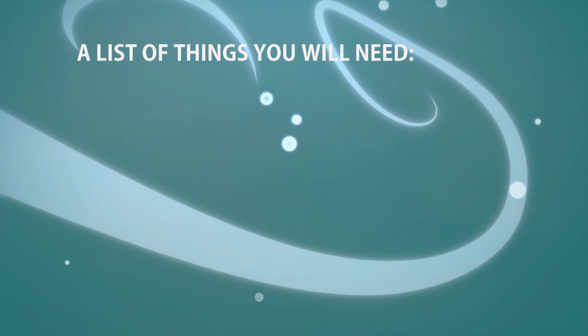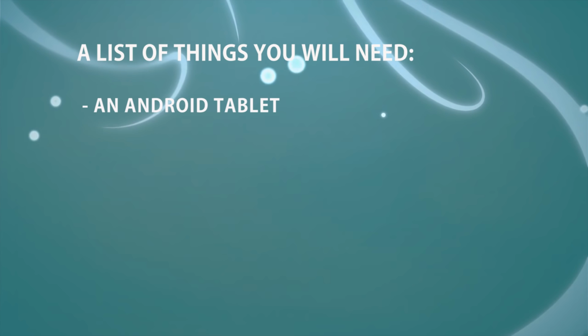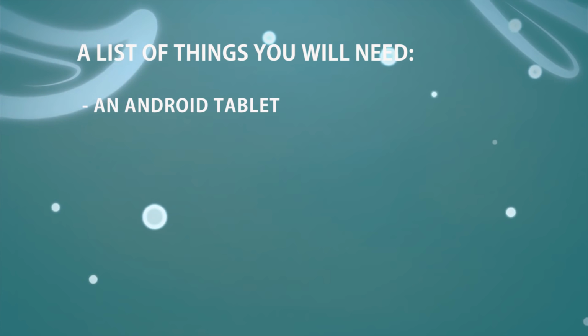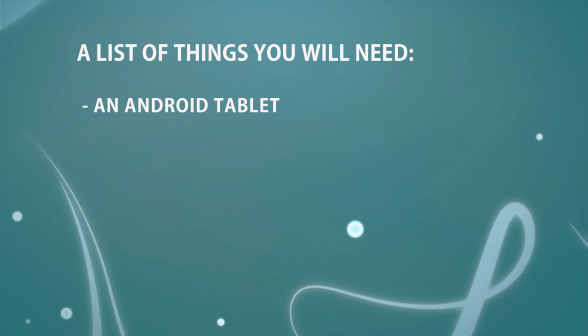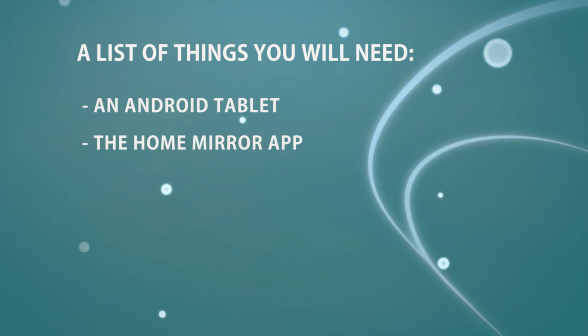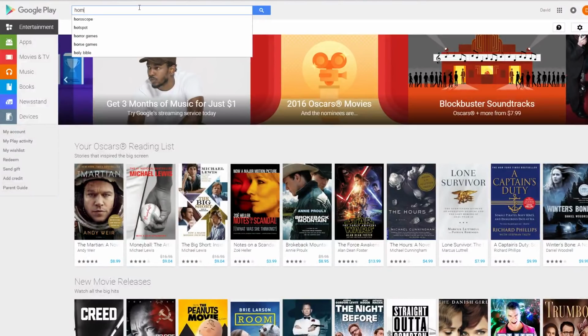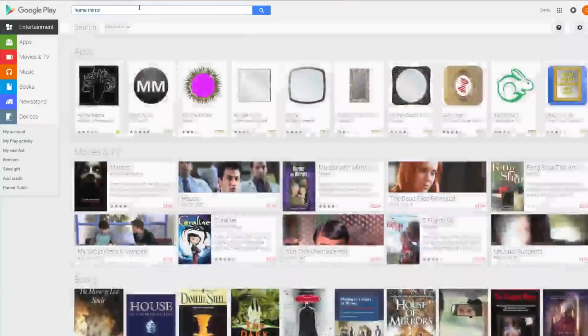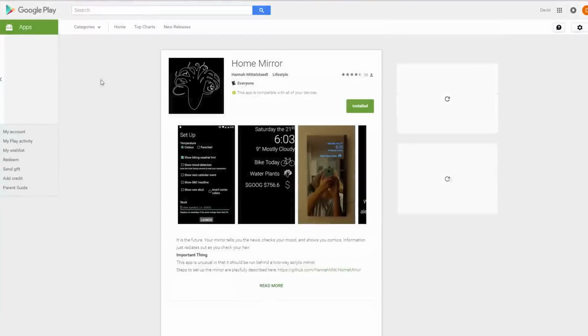To start with, you need four things. First, you need an Android tablet. You can use a Note 1 you have just lying around. We use the Asus Mimo Pad 8. Once you have the tablet, go to the Google Store and get the Home Mirror app. You can configure the settings on what information to display.